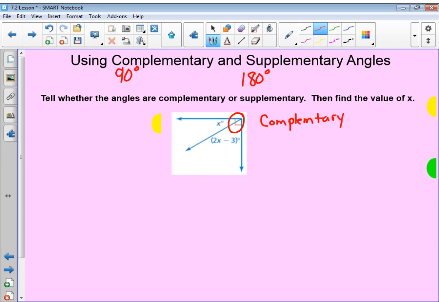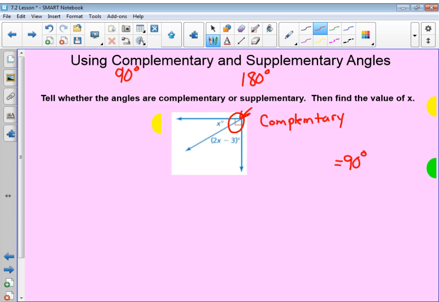Now we're starting off with one that's kind of difficult for going through and actually finding X. We've done this in a previous lesson, but we're going to review how we can actually go through and find that. We know that in the end, these equal 90 degrees because they're complementary. That right there is a 90-degree angle.